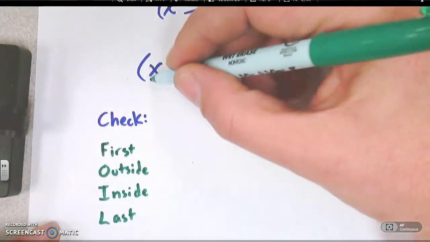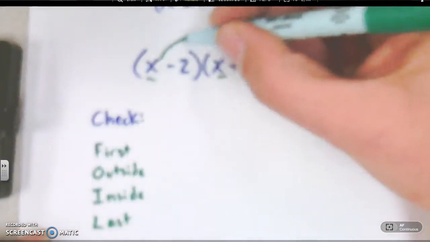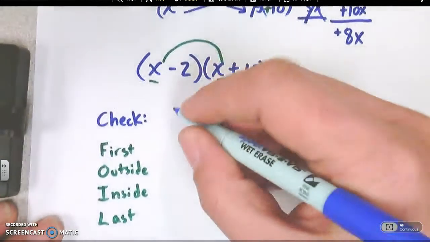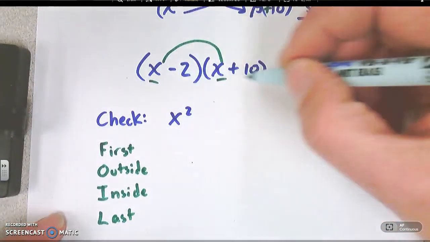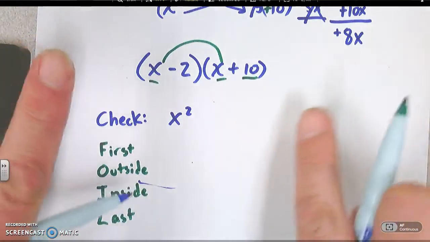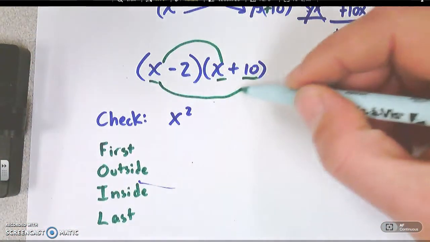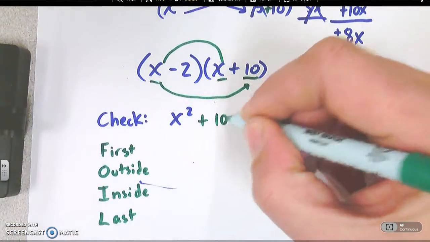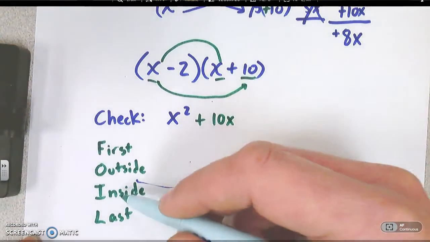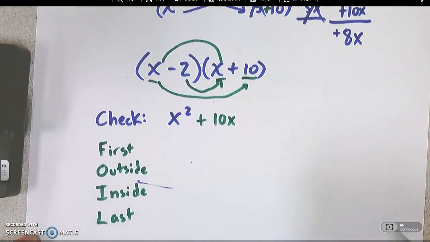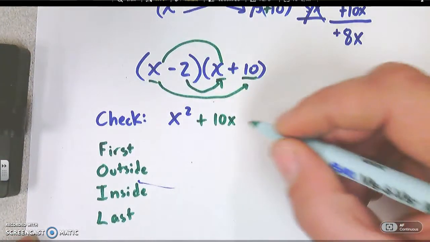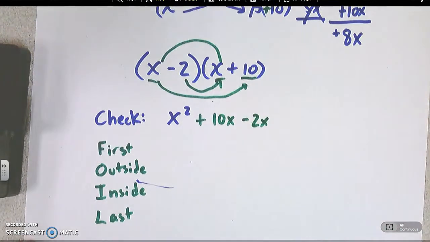So first refers to the first term here and the first term here. X times x, x squared. All right. Outside terms are the two on the outside. So the x times the 10 gives you plus 10x. Inside is the two inside terms. And that's going to give you, make sure to pay attention to the sign, negative 2x.